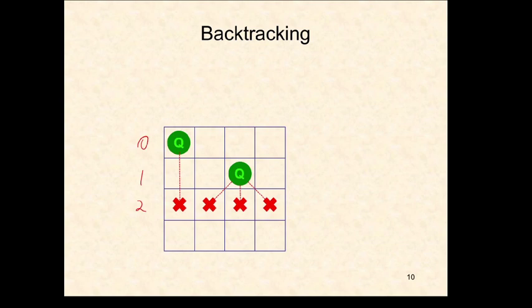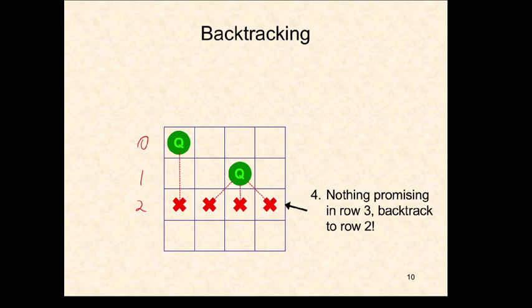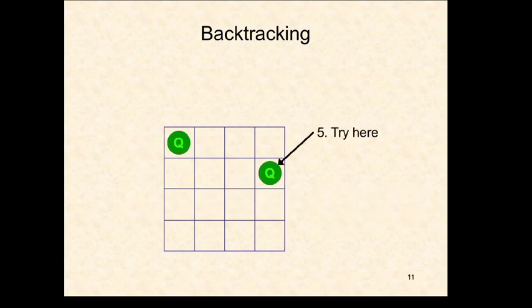So we backtrack. Sorry, I forgot that I had words here that go to one-based indexing. I should update these to be zero-based the whole way through. Sorry about that. So we go back to the previous row, and we try that position.